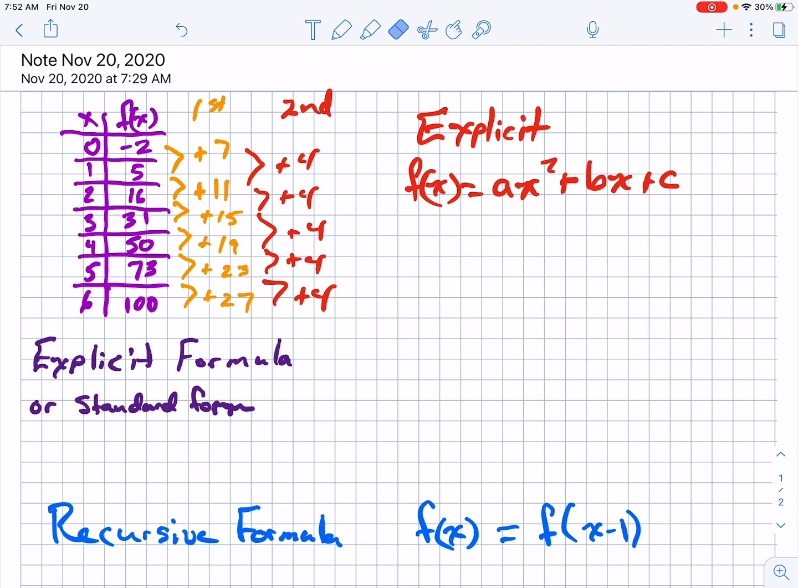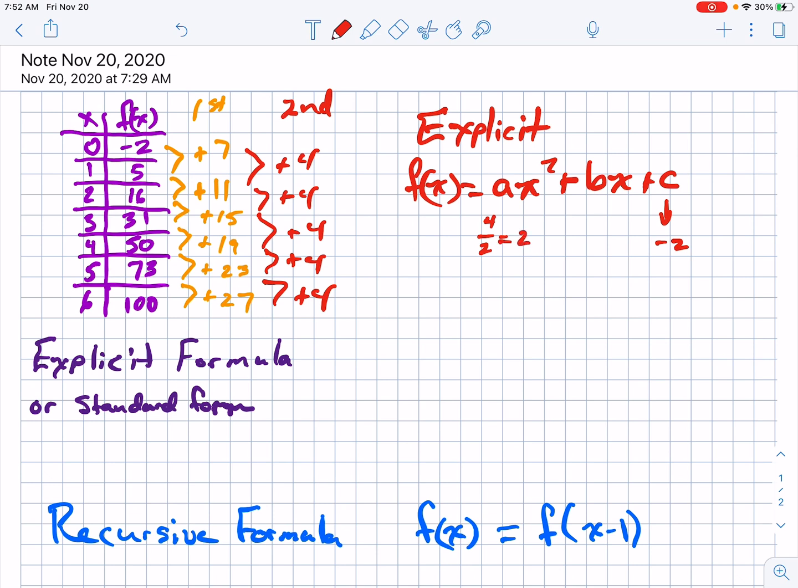For the explicit formula, I first start with c because it's the easiest. When you plug in 0, you get -2. I'm just looking at that first point in the table, 0, -2. So I know c is -2, and a is half of the second difference. The second difference is 4, so we do 4 divided by 2, so a is going to be 2.